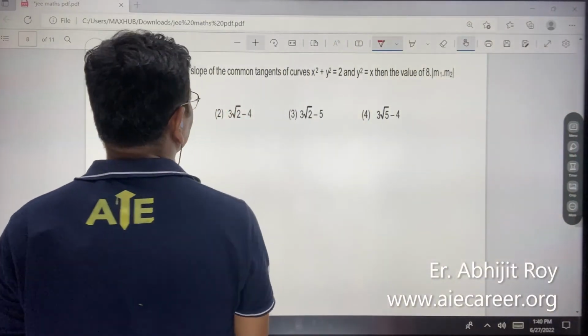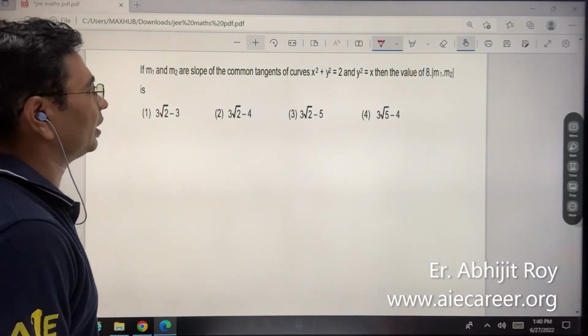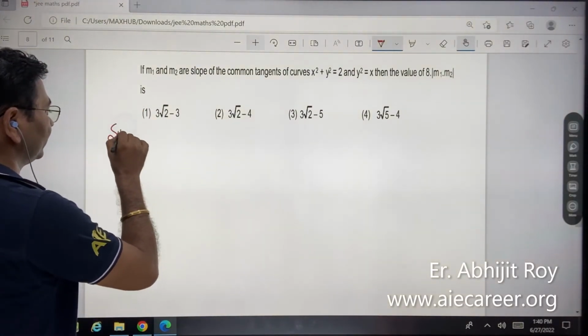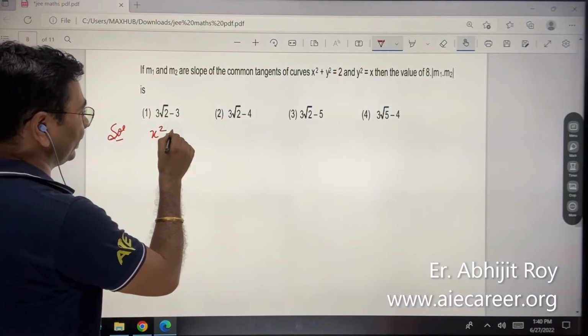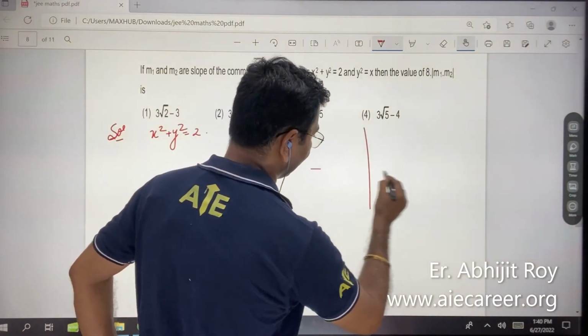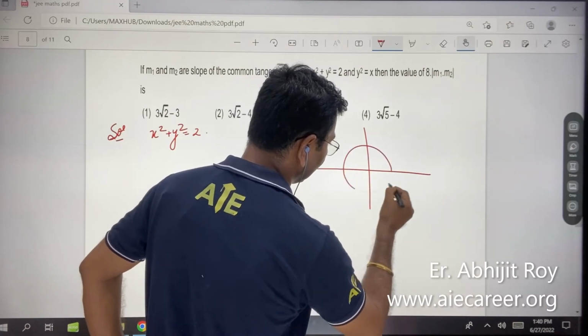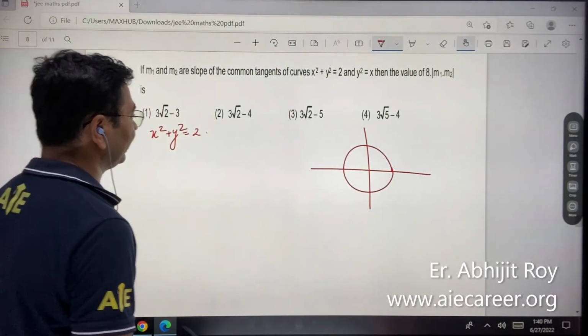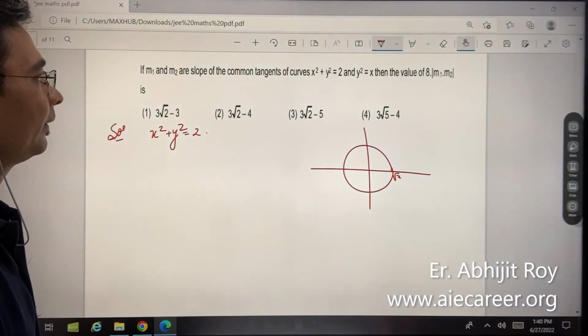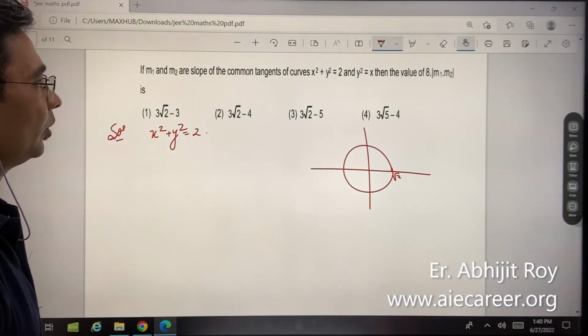If M1 and M2 are the slopes of the common tangent of the curve. Okay, so this is a curve. So there is a curve of x square plus y square is equal to 2. सर ये कर्व क्या है सर? ये तो सर्कल है ना. This is a circle. This is a circle having a radius of √2. Very nice. And you have got a parabola.